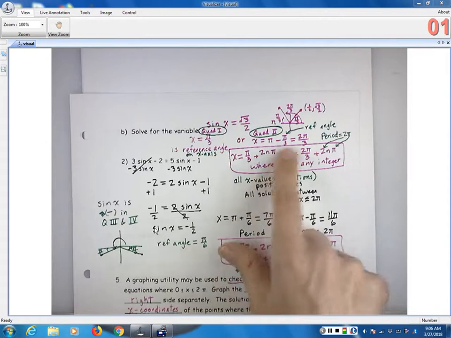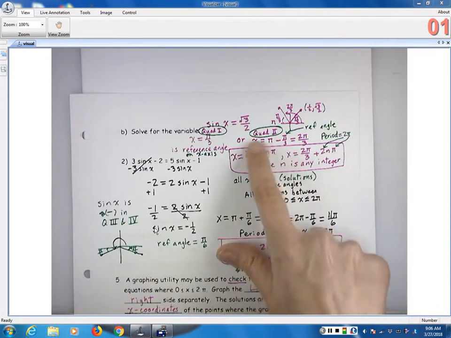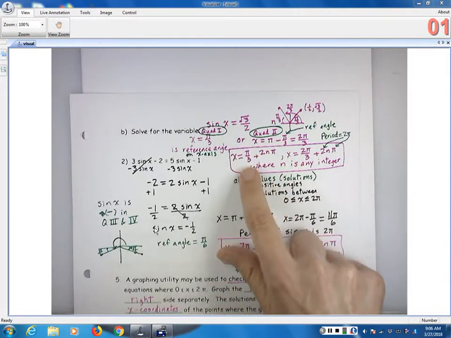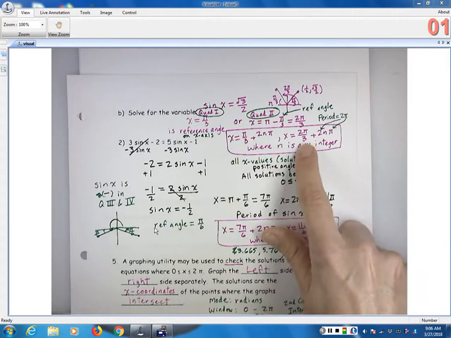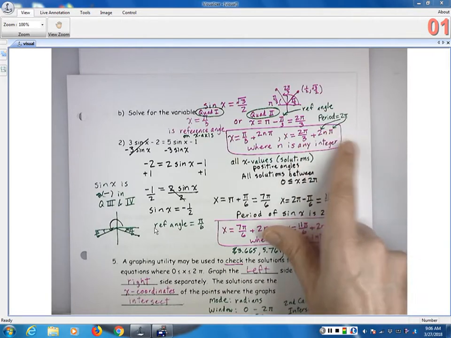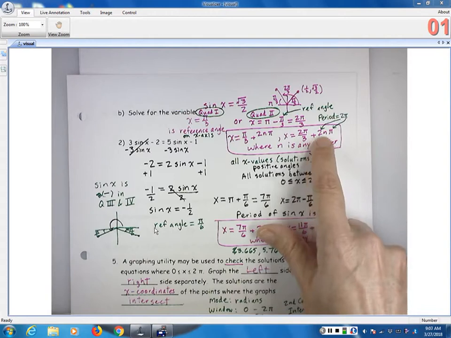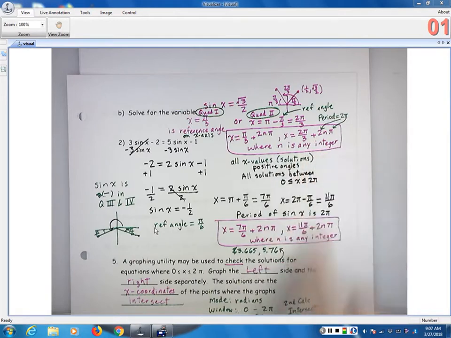And we found that pi over 3 and 2 pi over 3. And then because the period of sine is 2 pi, we added 2n pi where n is any integer. Okay, because on the test they'll say find all solutions. And that's where you know that you need to have an n in there. Okay?